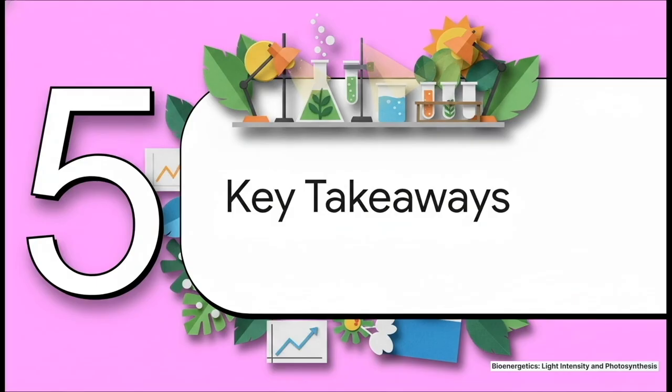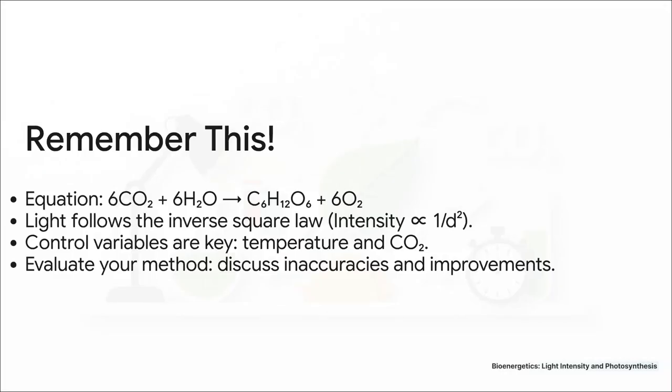We have covered a lot, so let's quickly recap the absolute essentials, the things you really need to take away from this. Okay, try to lock these 4 points into your brain. Number 1, the balanced symbol equation. You've just got to know it. 2, light intensity and the inverse square law. Remember that 1 over d squared trick. 3, control your variables. Temperature and CO2 are the big ones here. And 4, for those top marks, always be ready to evaluate the method. Talk about things like bubble size and how a gas syringe is better.